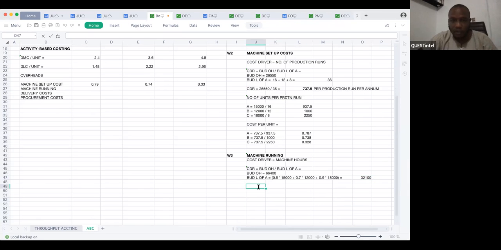So our cost driver rate now will be equal to 66,400 divided by 32,100, if our computation is right. I want that in as few decimal places as possible.